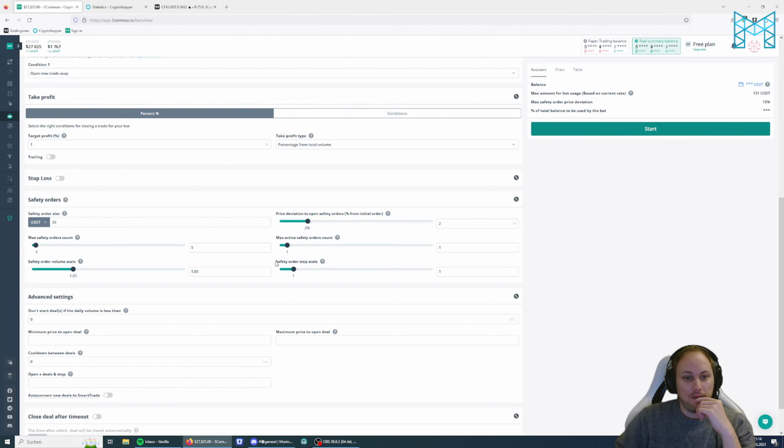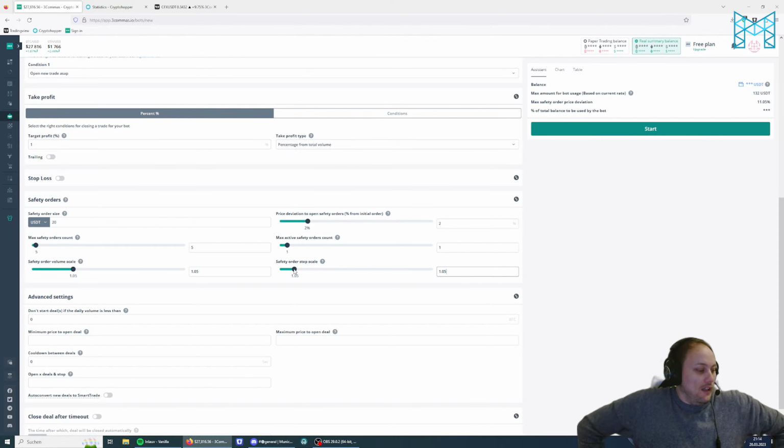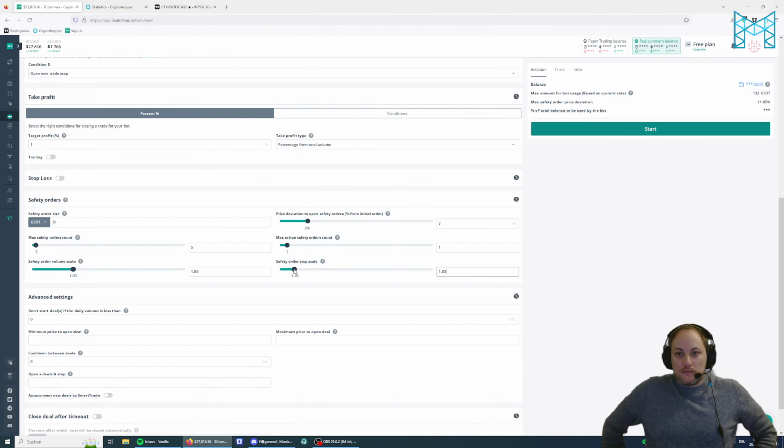So, and then we have the safety order step scale. This also means if I put this on, for example, 1.05 or something, then we're not increasing the size of the safety order to 20, we're increasing the percentage, this one. So the percentage multiplied by 1.05. So these are the basic functions.